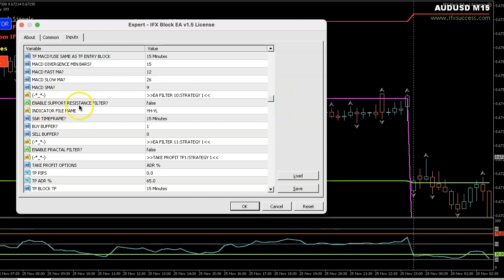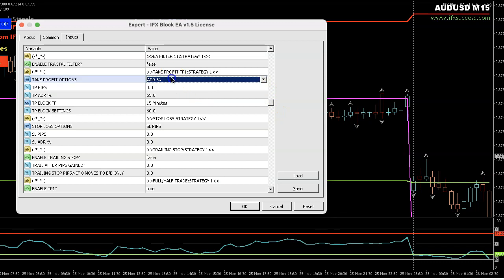And then that's it, support and resistance filter, meaning that you can add any support and resistance indicator that you may have. We have added here yesterday's high and yesterday's low. And then finally your fractal filter, okay? So now what I have added on the EA, I have added, I believe, 100 pips, okay?